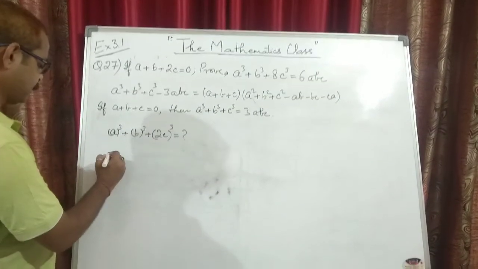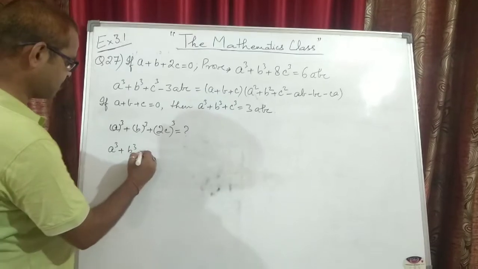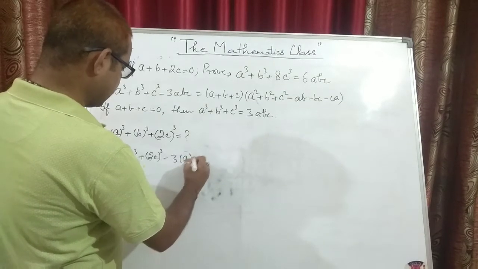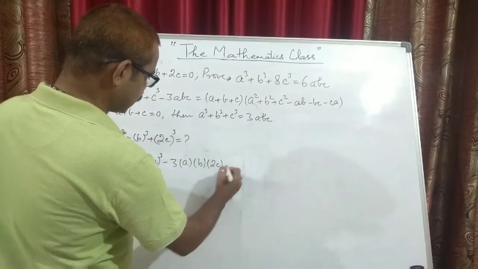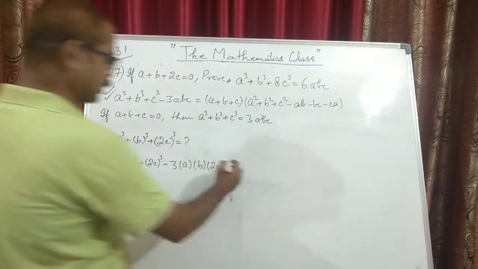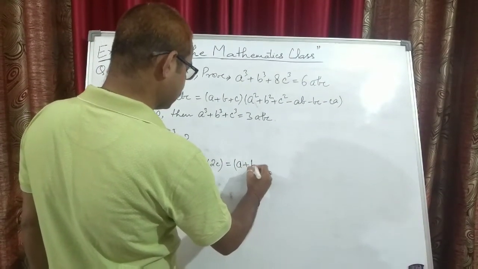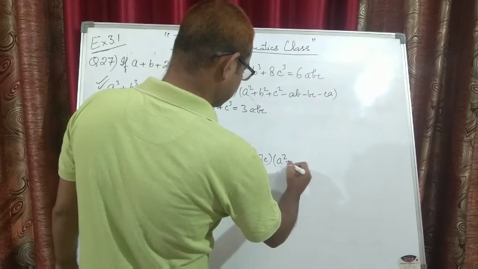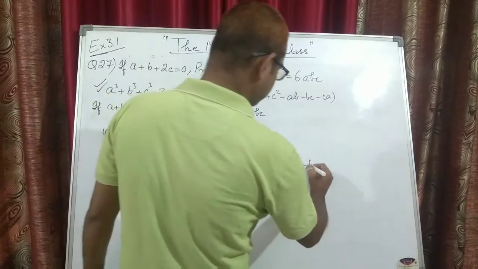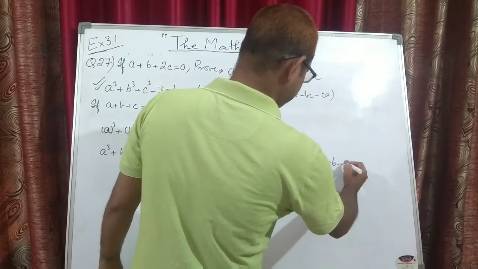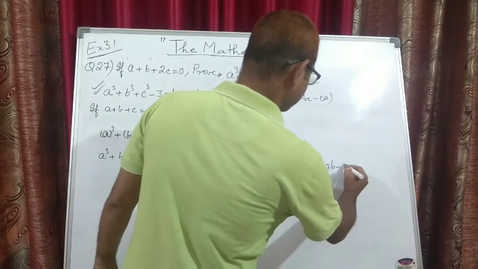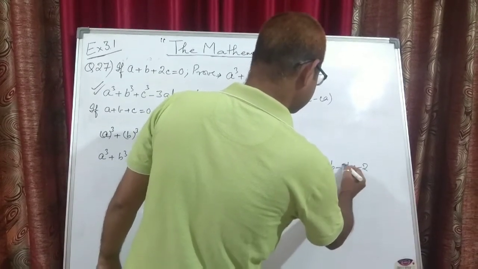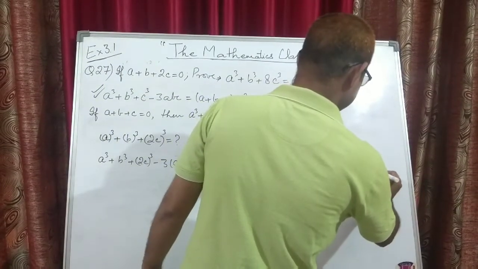It means we can say that a cube plus b cube plus 2c whole cube minus 3 times a, b and 2c can be written, according to this formula, as a plus b plus 2c, since c is 2 times c, into a square plus b square plus 4c square minus ab minus 2bc minus 2ca.